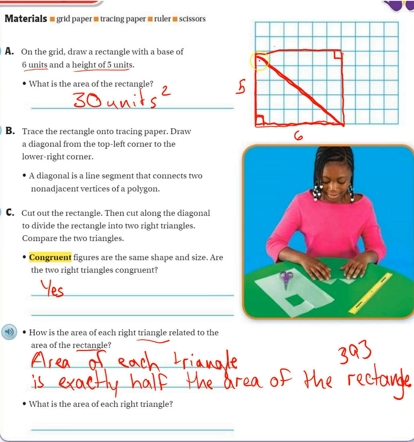So since we know the rectangle is 30 square units, and this line cuts the rectangle exactly in half, then we know that each of these triangles is going to have half the area of the rectangle as a whole, because we cut it in half, right? Just because we didn't cut it right down the middle doesn't mean we didn't cut it in half.